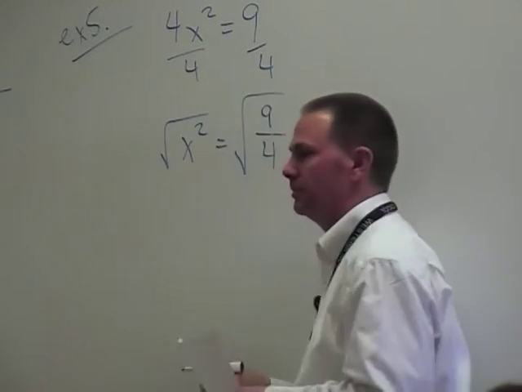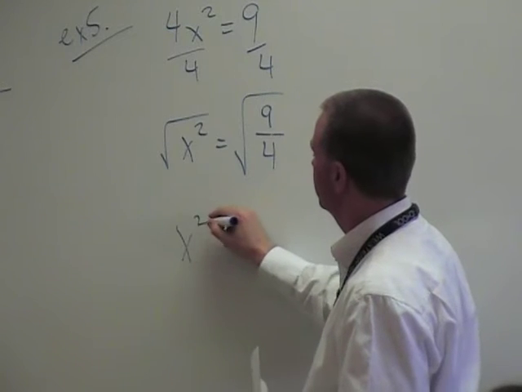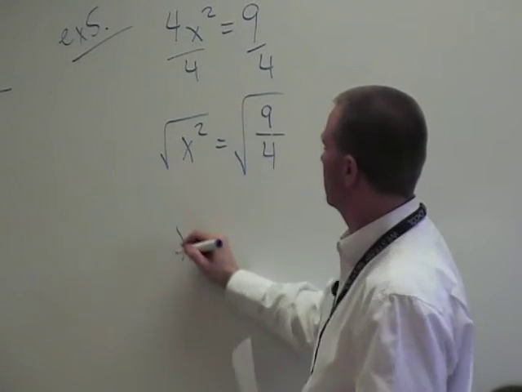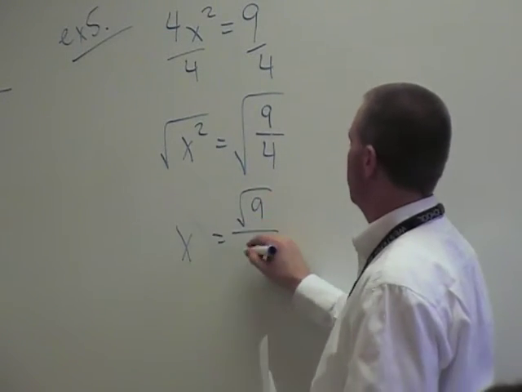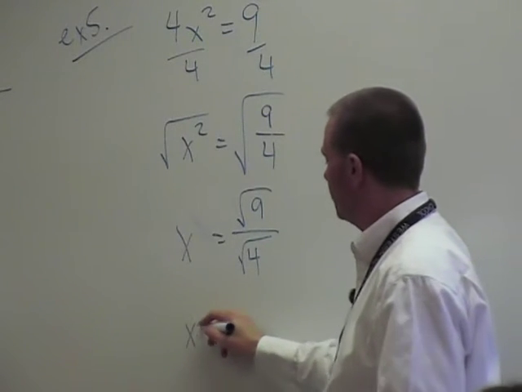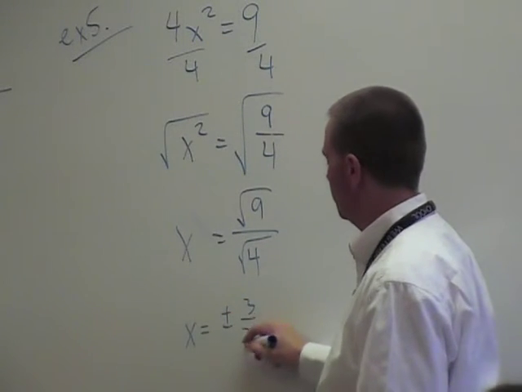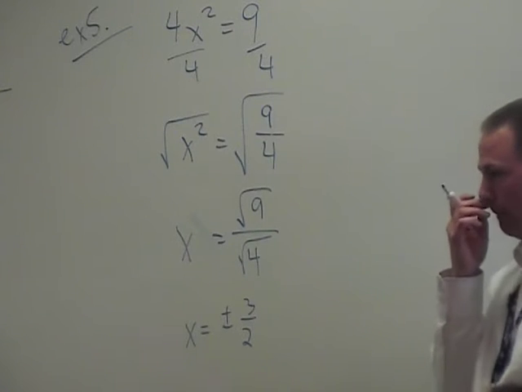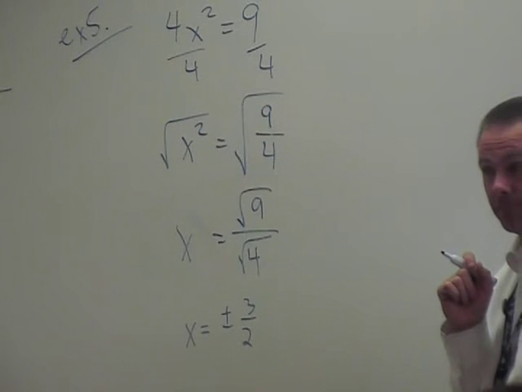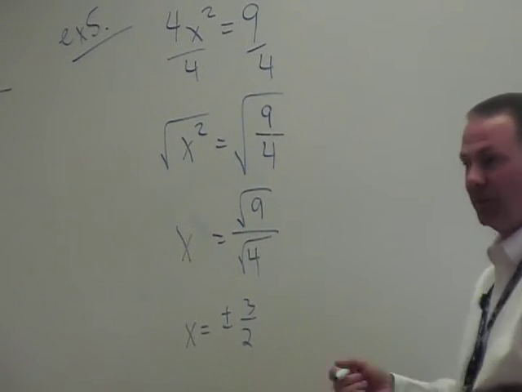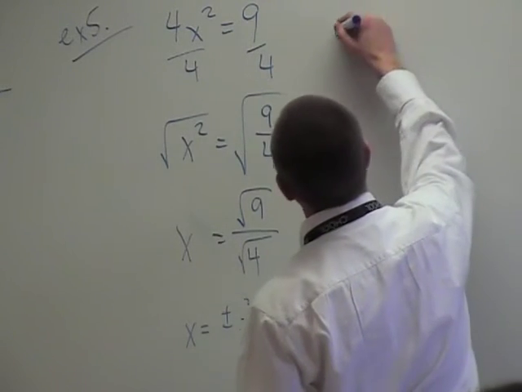Everybody knows how to do this? You take the square root of 9 and the square root of 4. Supposed to remember that. This is plus or minus 3/2.